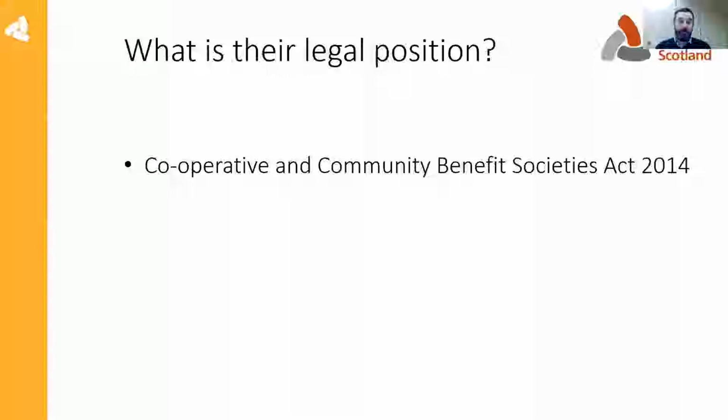Legal position. The starting point for us is the Cooperative and Community Benefit Societies Act of 2014. But before that, you've got a long history of community benefit societies. This is not just something new. The Cooperative and Community Benefit Societies Act was a consolidating act, which brought a lot of things together around co-ops and community benefit societies, and effectively made a clear definition between the two. Cooperative societies, generally speaking, are for the benefit of the individual members of that society, whereas with a community benefit society, whilst there may be some benefit to the membership, largely the benefit is to the wider community, so it's a more altruistic model.